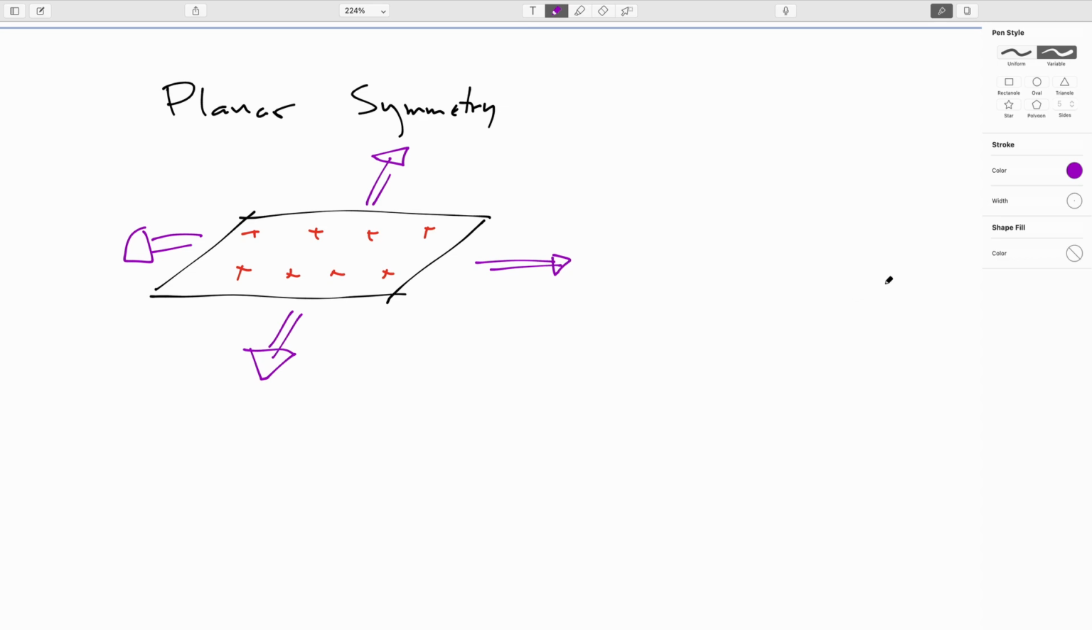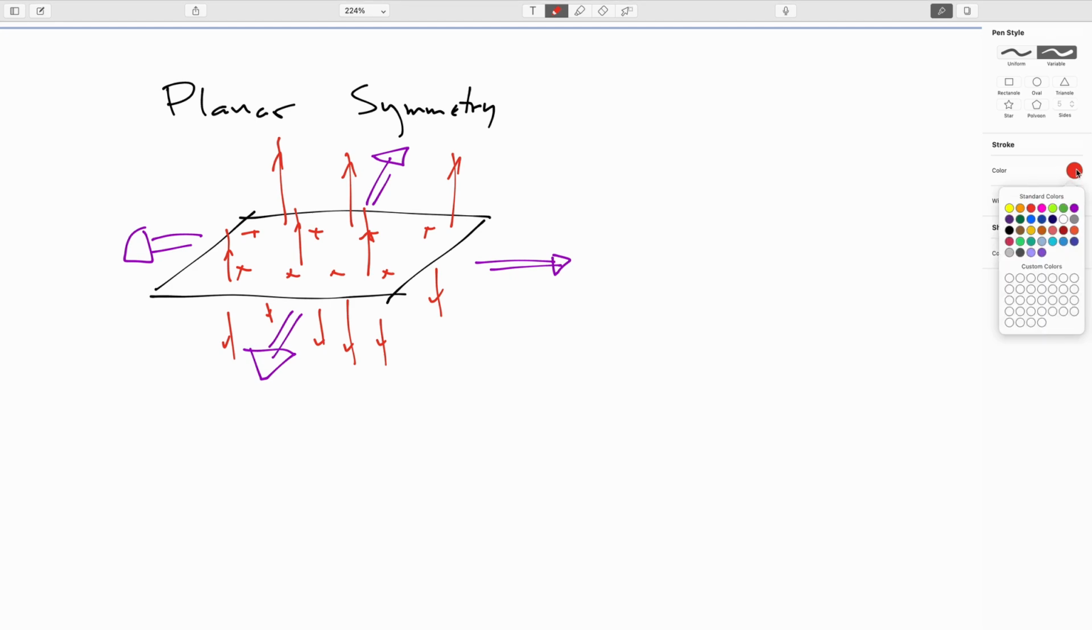And in a case like this, say if we look at our electric field, the only electric field you can possibly have that will do the job is one that comes off perpendicular everywhere. Now, this would be sort of like a basic example of the symmetry.